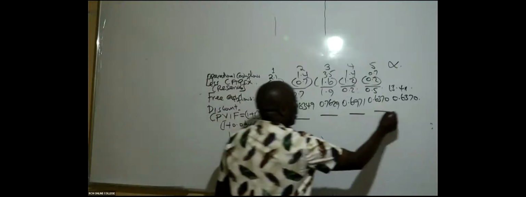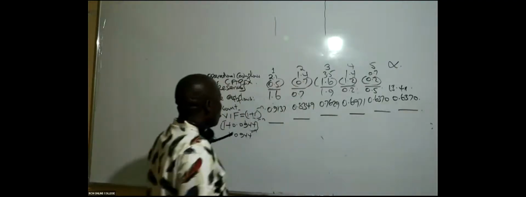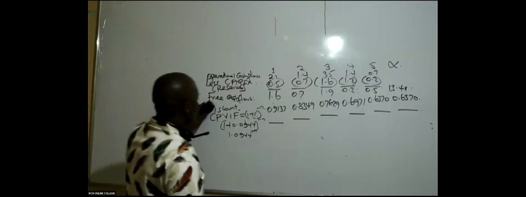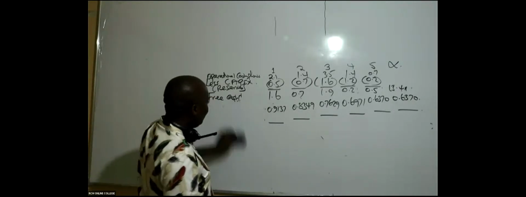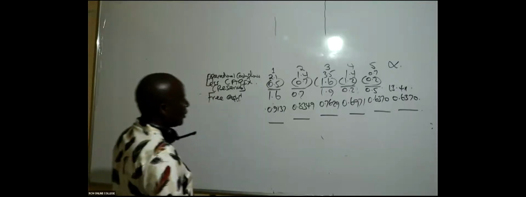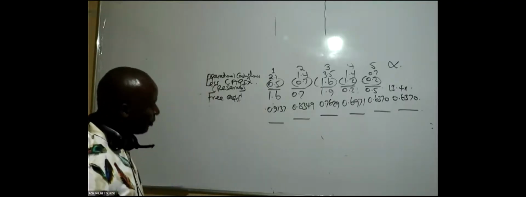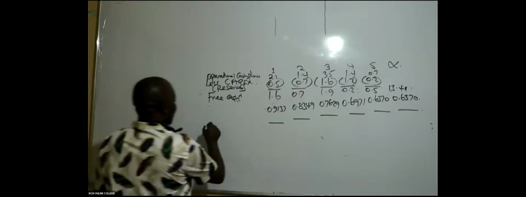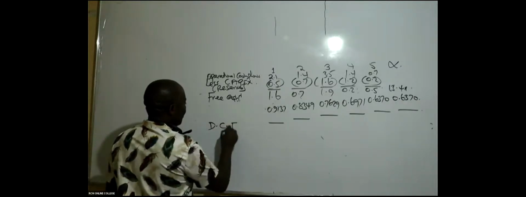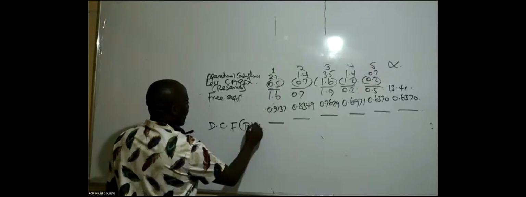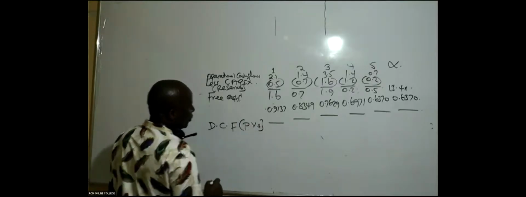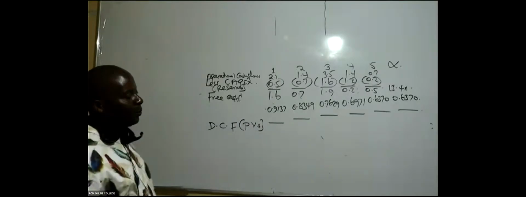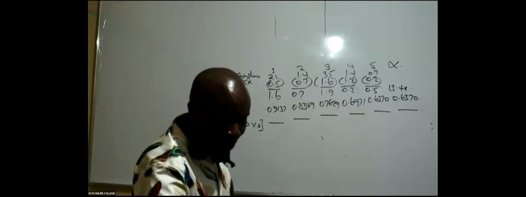Two decimal places now. Go ahead and do your multiplications there. So come and give me the discounted cash flows, or what we call the PVs, present values.